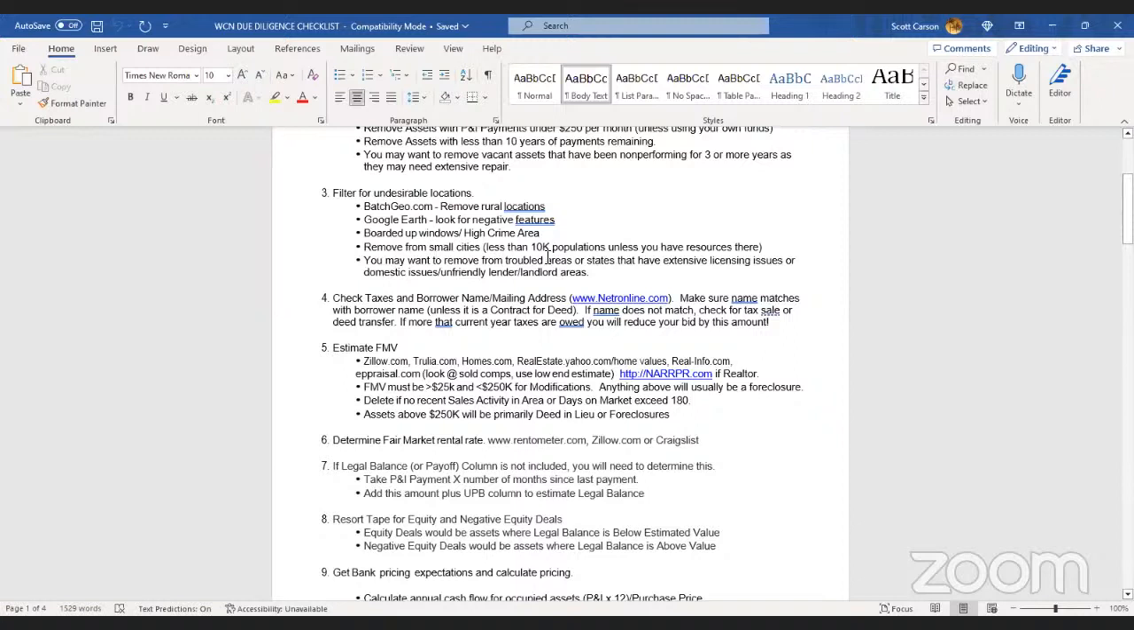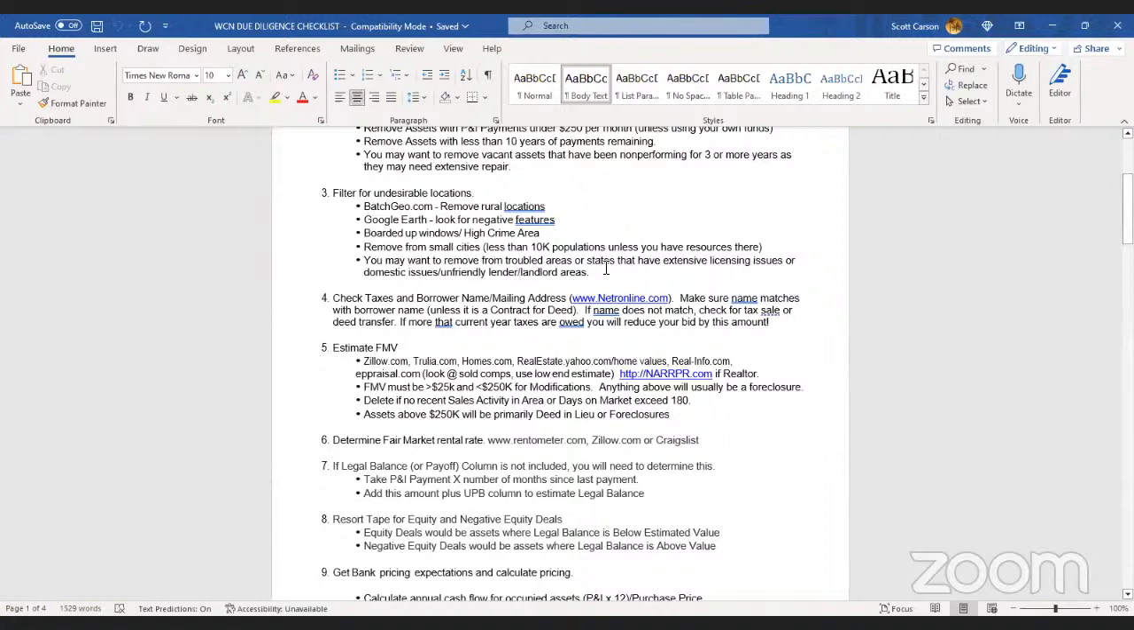Like I said, I'll get rid of small cities, really less than $10,000 in population, unless you have resources there. Like, I grew up in a small town, about 4,000 people down in South Texas. I know that area. My mom lives in a small town down that neck of the woods, but I know that area and I have resources down there, so I don't mind buying there. I wouldn't recommend somebody new buying there if you don't have any resources, okay?